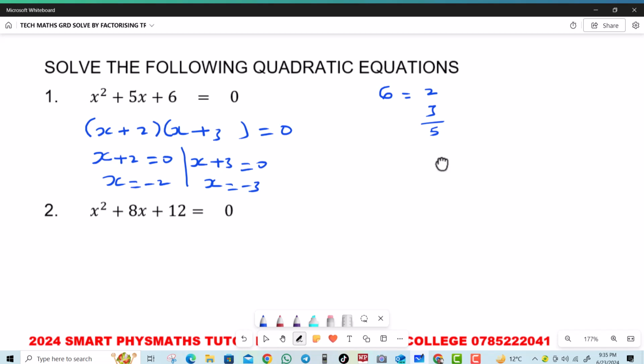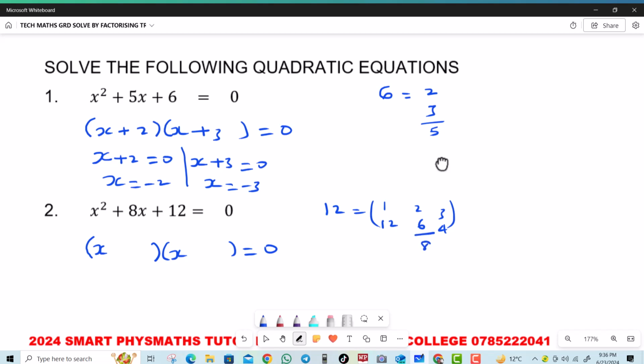Another example here, we have x squared plus 8x plus 12 equals 0. What are we going to do? Because of the x squared again, we're going to have the two brackets like we said before, and then equals 0. Look, the constant is 12. Which numbers multiply to give us 12? We have 1 times 12, 2 times 6, and 3 times 4. Now, which of these factors, when you add, give you 8? We have 2 and 6. This one gives us 8.